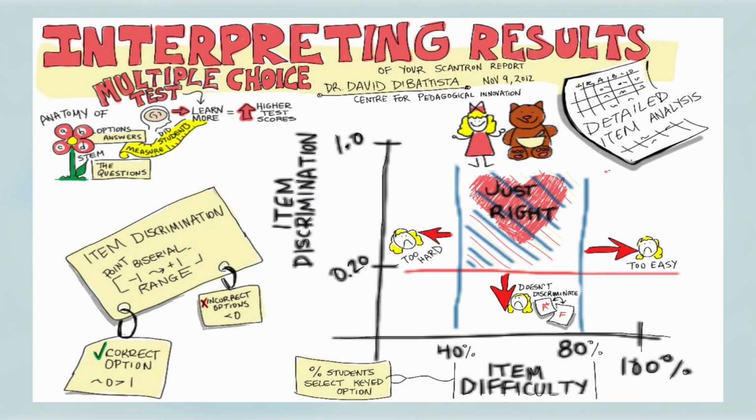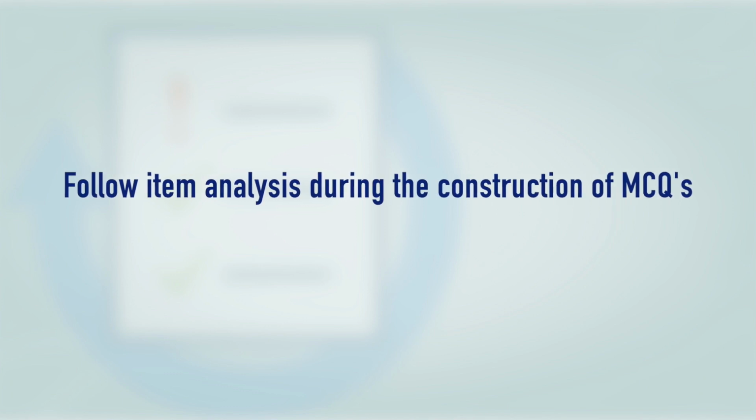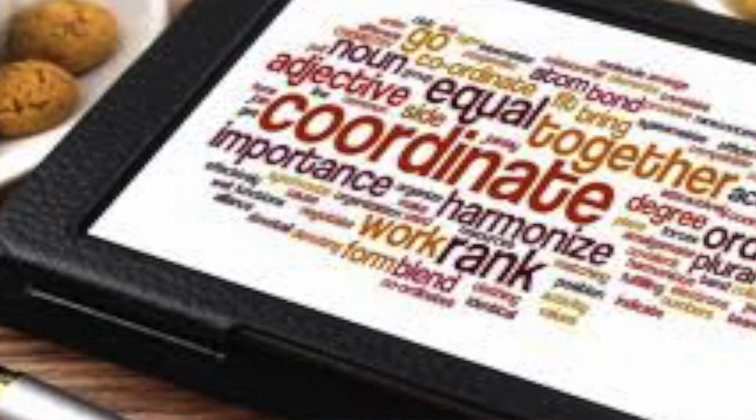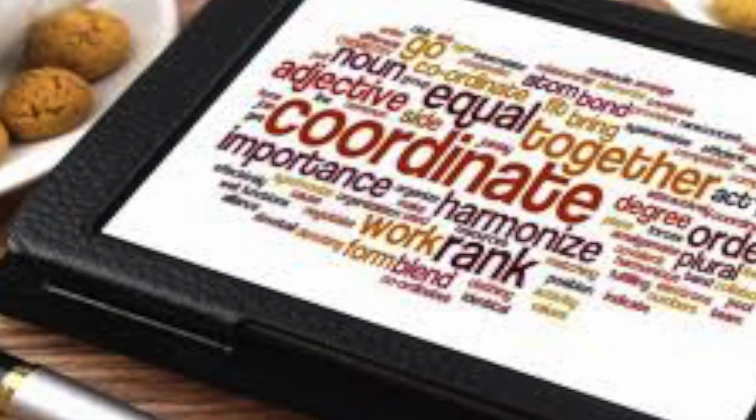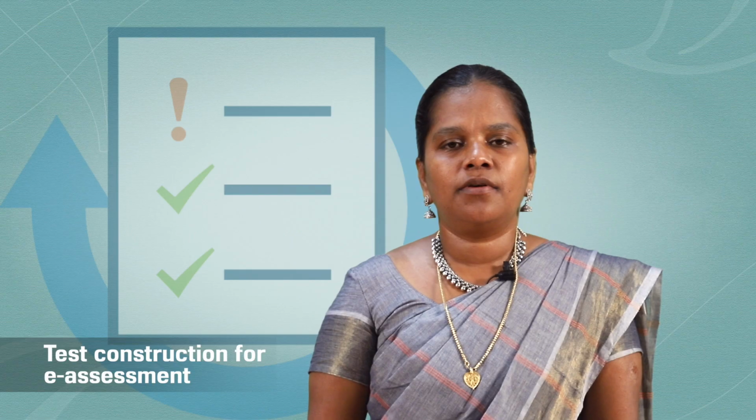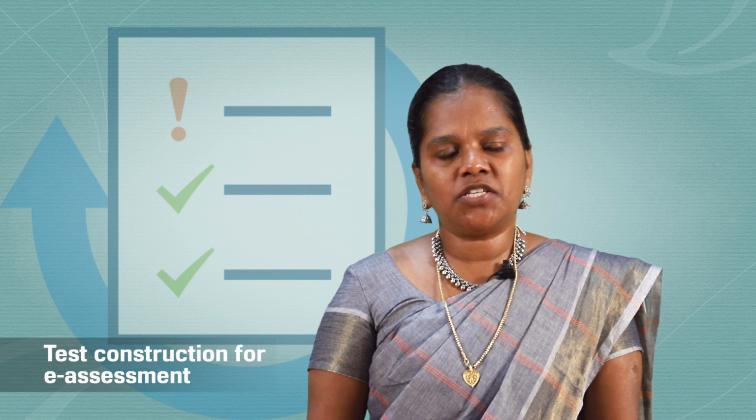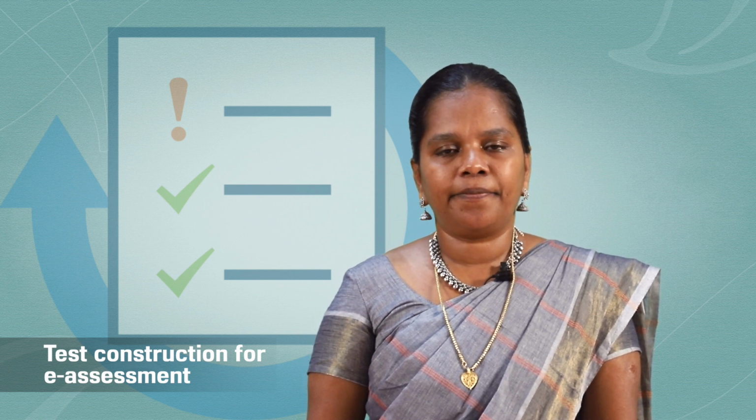Third, we should not write the items too easy so that everybody can give the right answer, or too difficult which cannot be answered by anyone. So we have to follow item analysis during the construction of MCQs. We should not type the answer different than the distractors. The answer should not be too long or too short than the distractors, because by seeing the structure itself, the students will find the answer.